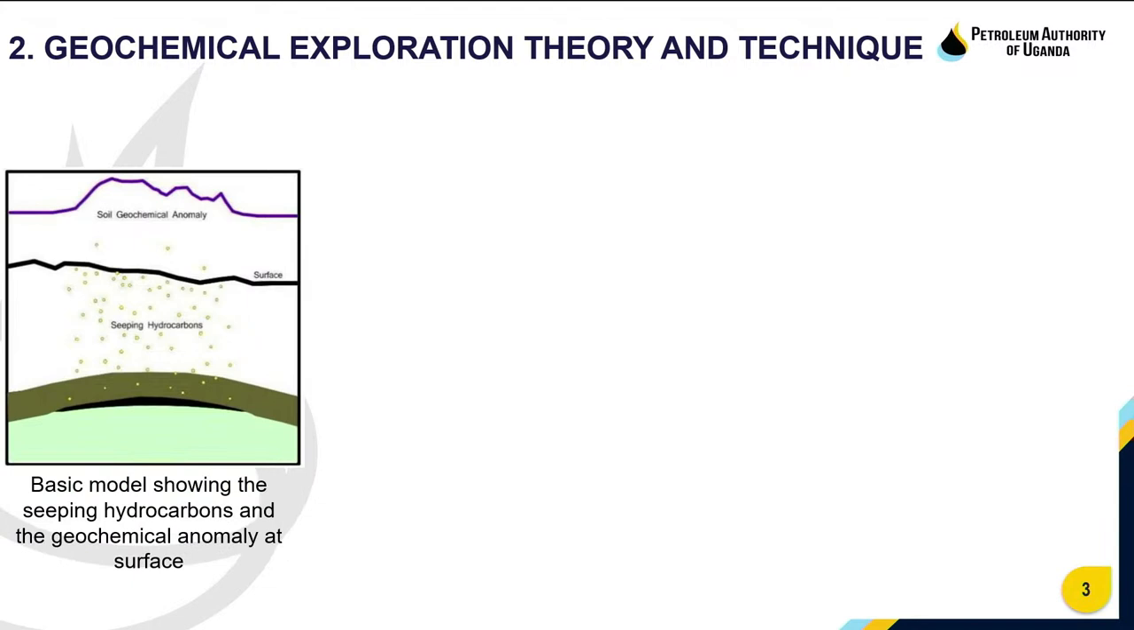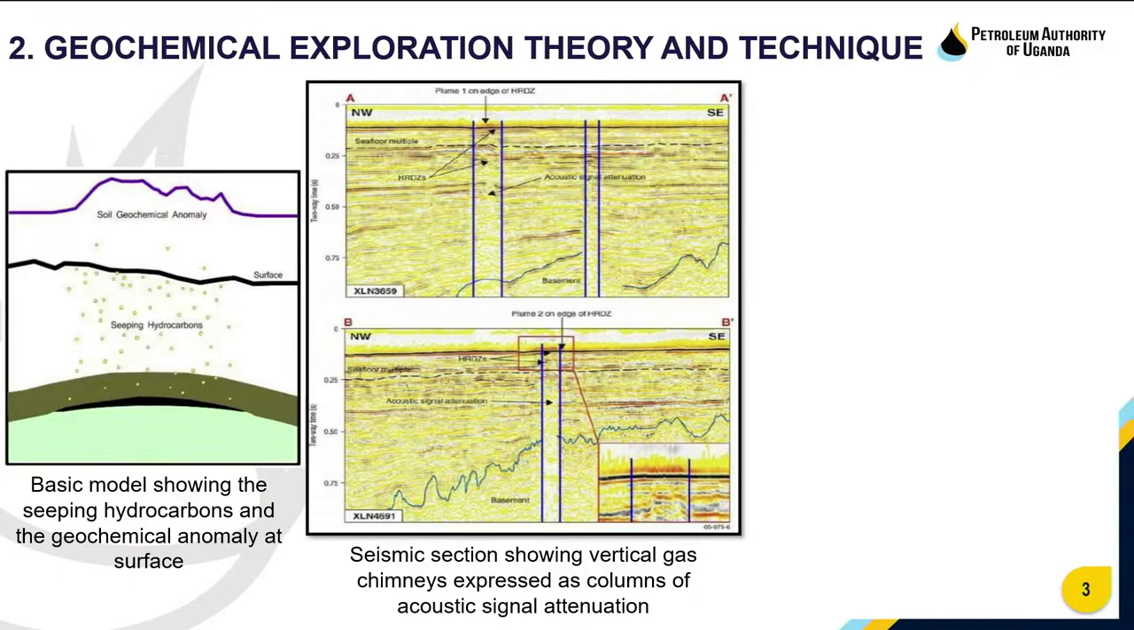So what is the theory here? What you're looking at is a seepage model. That illustration shows you the hydrocarbons, that's the dark, the black zone, and it shows you bubbles of the hydrocarbons making their way to the surface. So this particular technique of geochemical exploration identifies any geochemical anomaly that happens at the surface. And this is also evident when you look at seismic sections where we have vertical gas chimneys coming from the subsurface where hydrocarbons have accumulated. And we end up getting what they call acoustic signal attenuation expressed through the seismic sections.